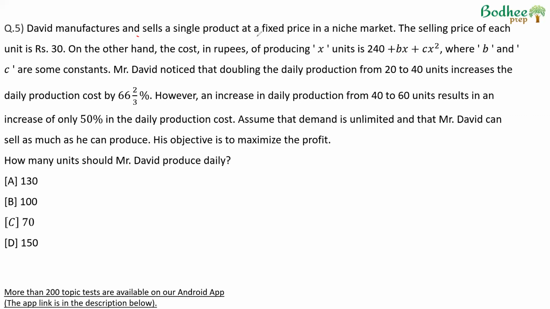David manufactures and sells a single product at a fixed price in a niche market. The selling price of each unit is 30. On the other hand, the cost in rupees of producing x units is 240 plus bx plus cx square, where b and c are some constants. Mr. David noticed that doubling the daily production from 20 to 40 increased the daily production cost by 66 2 by 3, this is 2 by 3 as a fraction. However, increasing the daily production from 40 to 60 results in an increase of only 50%.